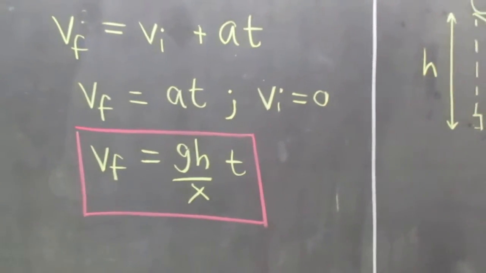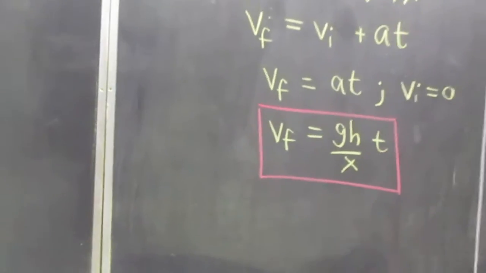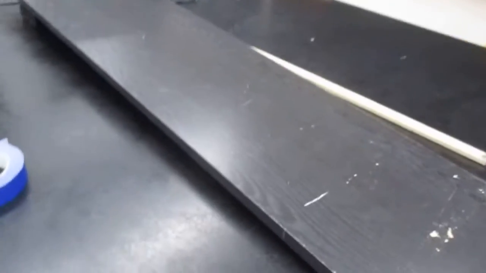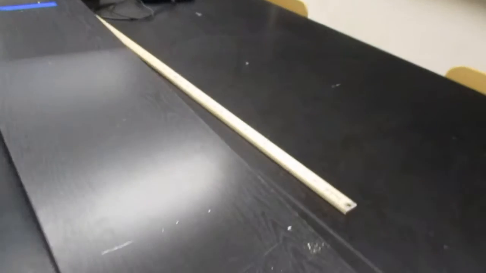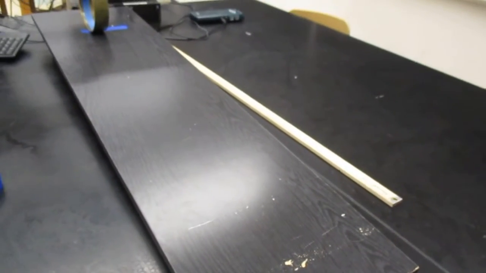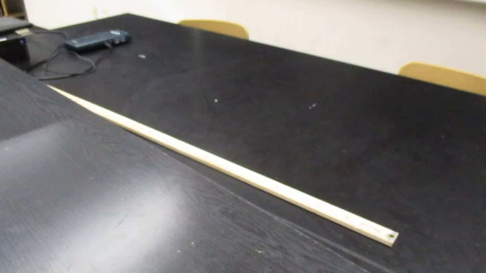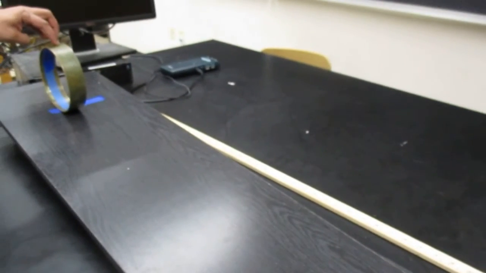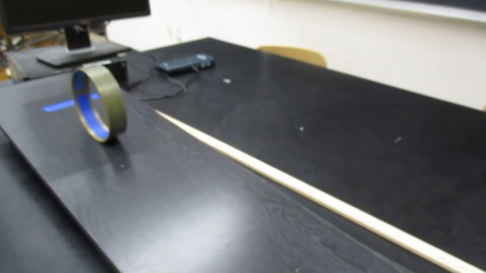And now we're going to do a trial run on this experiment. So we have a ramp which is at a slight incline, a stopwatch, and our cylindrical shell as we saw. So we're going to hit this stopwatch now, and let's go ahead and do it.